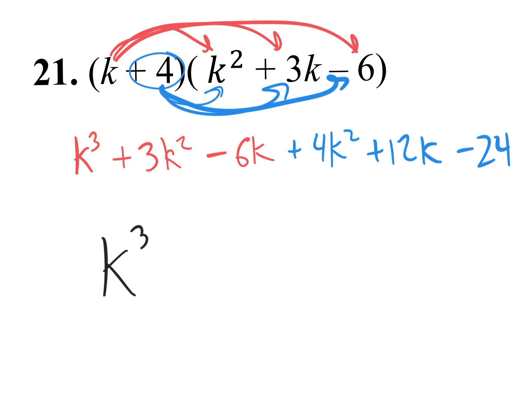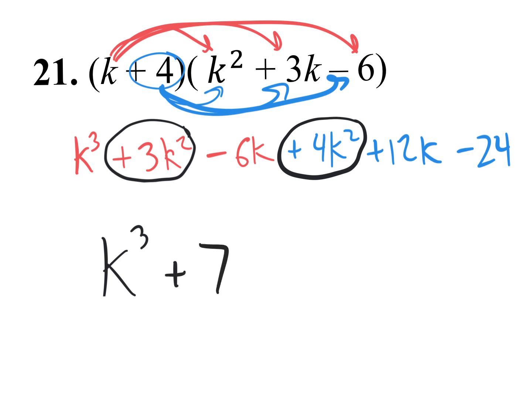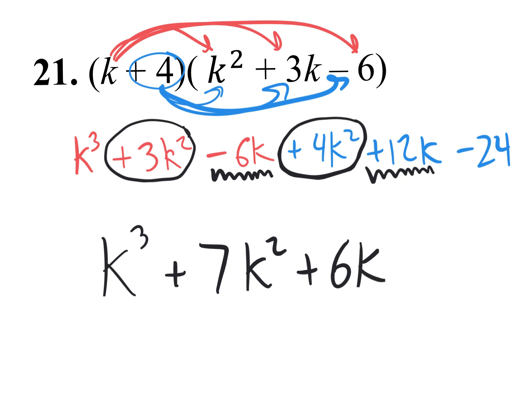I can't combine it with anything. But then I could move on and combine the positive 3k squared with the positive 4k squared. A positive 3 and a positive 4 added together is a positive 7 of those specific k squared values. And then I move on to my regular k's. I owe 6 k's, but I have 12 k's. I could pay that off. I'll have 6 k's left over.